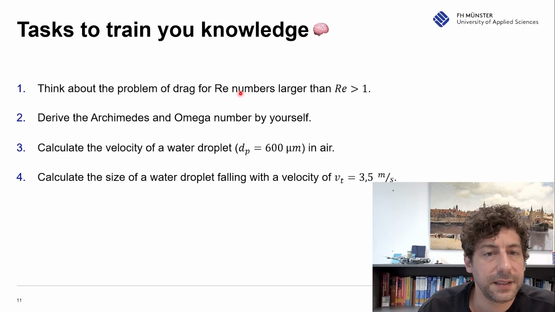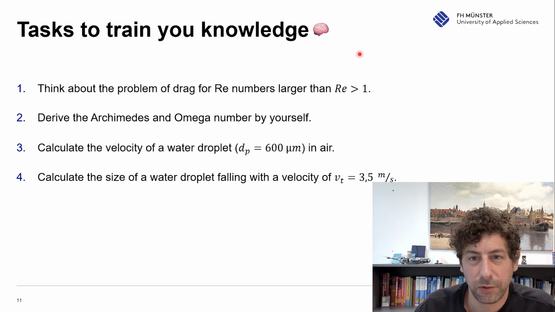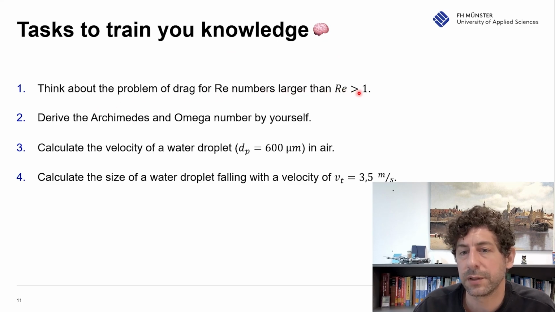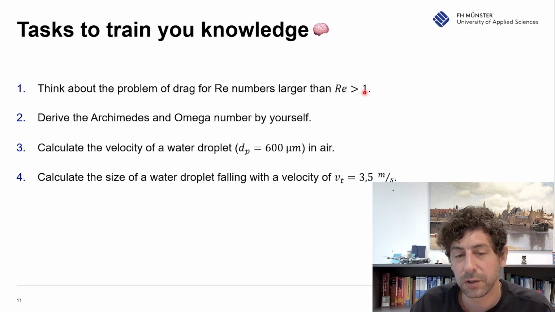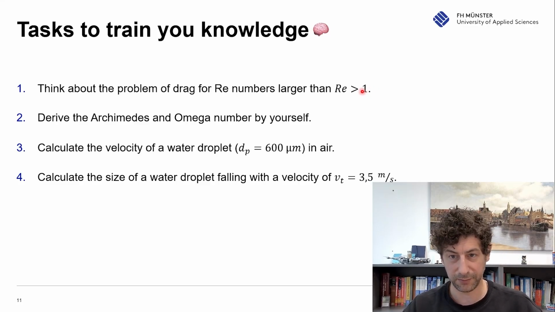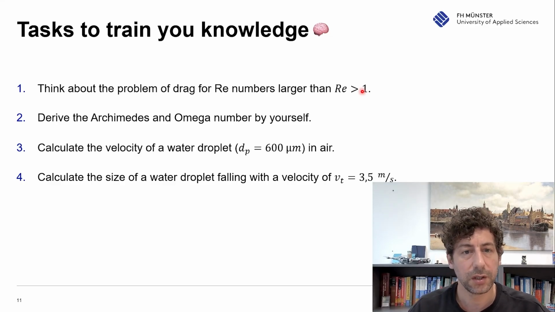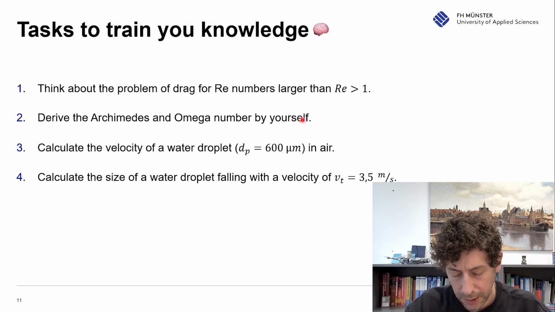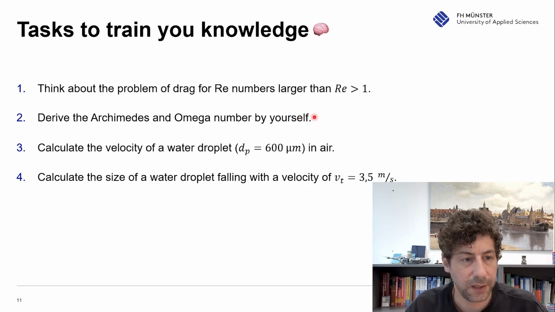So, some exercises to train your knowledge, which you should get from this video. First, think about the problem of drag for Reynolds numbers larger than 1. Why is this a problem if we have a higher Reynolds number, and why can we not use the solutions we have derived so far? So why do we need all this? Then derive the Archimedes and omega number by yourself. I'm always a big fan of rewriting things by yourself on pen and paper.